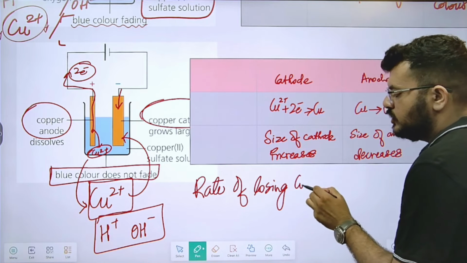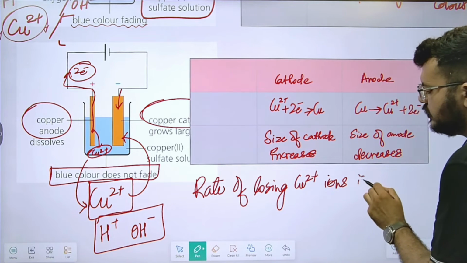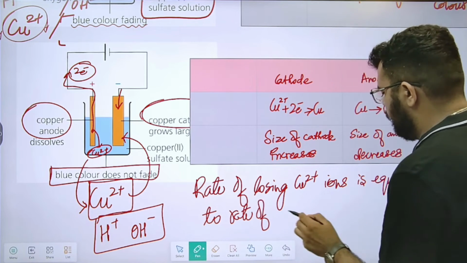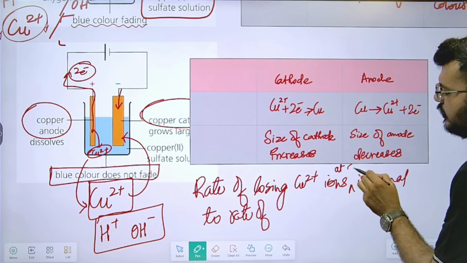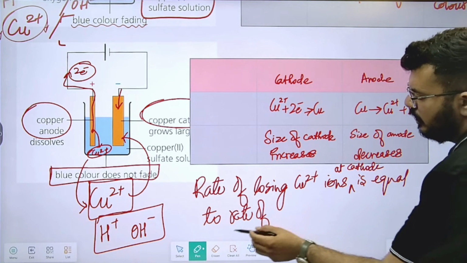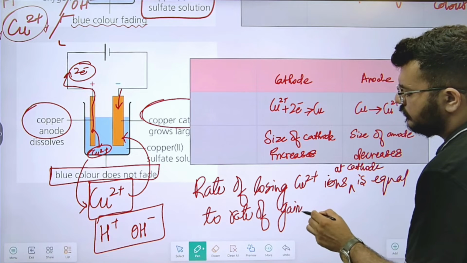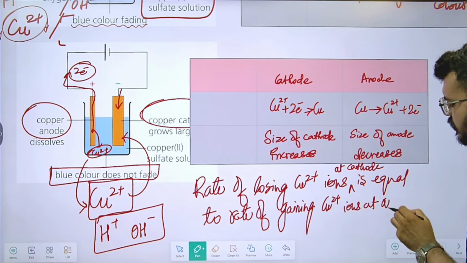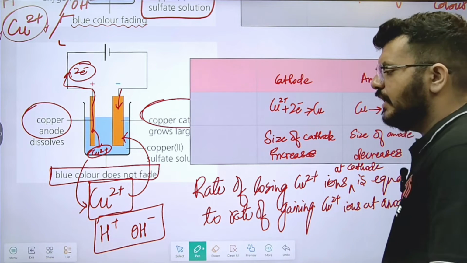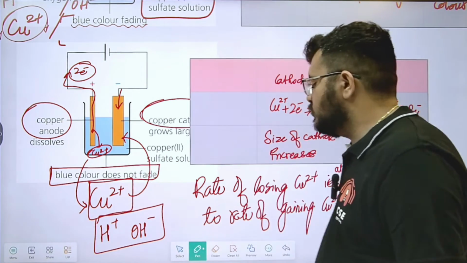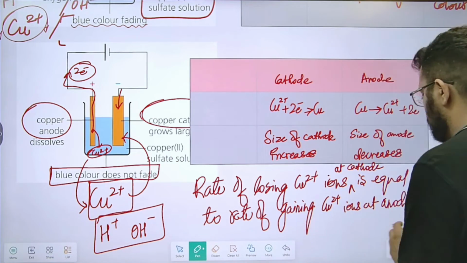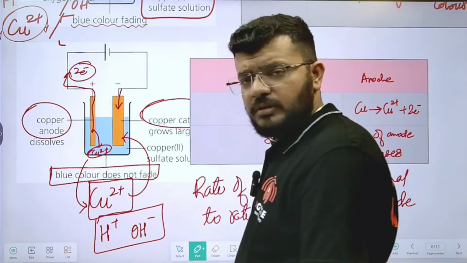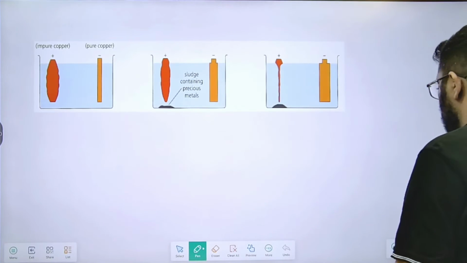losing Cu2+ ions at the anode is equal to the rate of gaining Cu2+ ions at the cathode, let's write, right? Which is why the color does not fade, which is why the concentration of Cu2+ remains constant in the solution and therefore the solution does not fade. I hope you understood this.